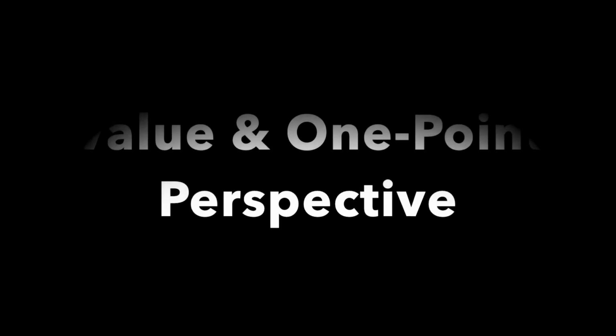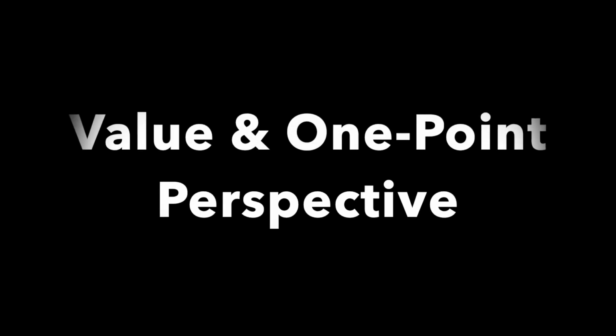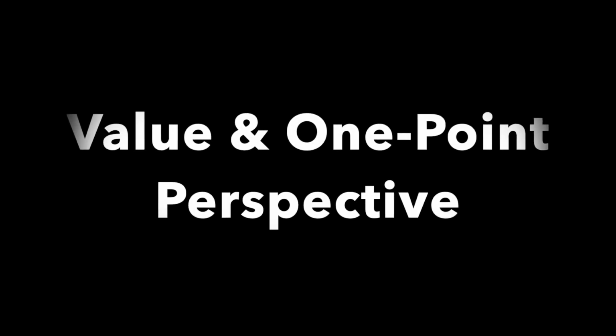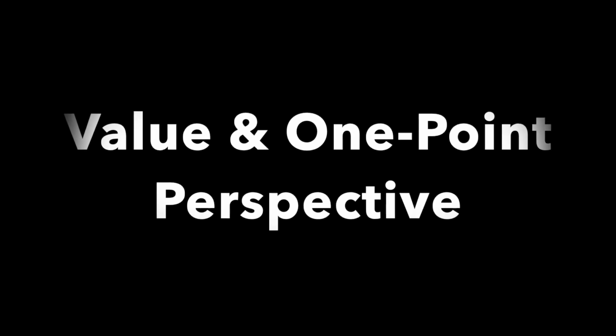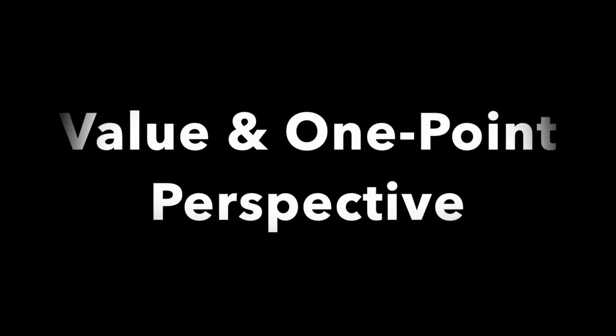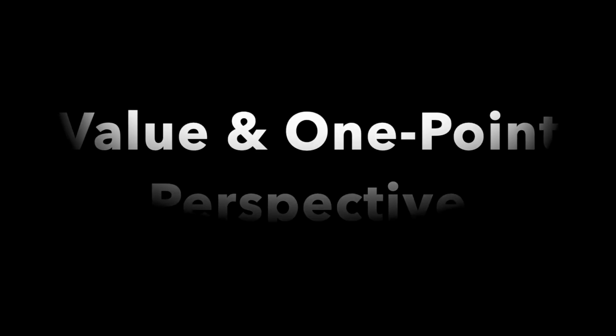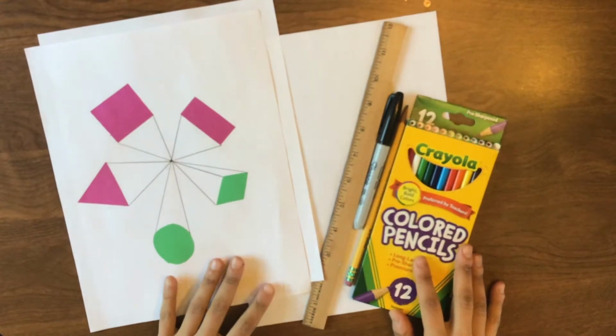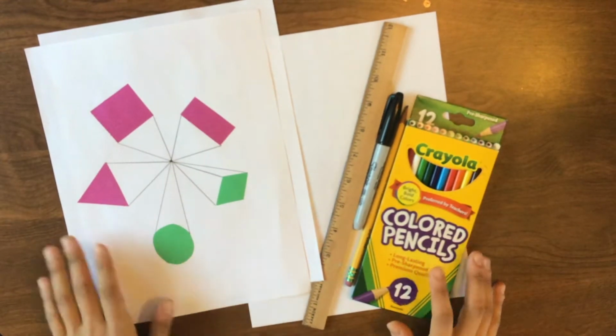In this lesson, we are going to push our perspective even further, making our forms appear even more three-dimensional by using the element of value, creating lights and darks to create three-dimensional forms. All right, so we're going to be moving on to our final version of point perspective.